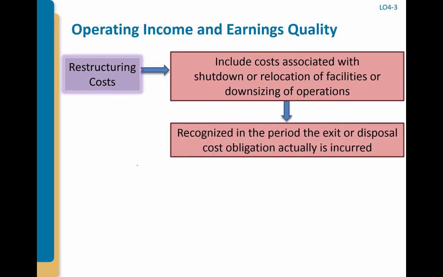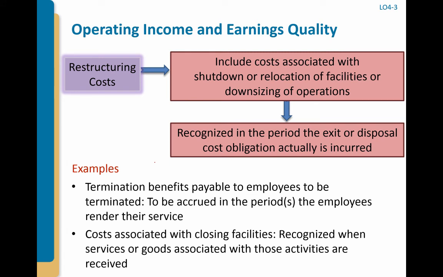Then we have restructuring costs, and this is when you're trying to relocate or shut down or downsize an operation. And now these are recognized in the period of the exit or disposal when it's actually incurred. So for example, if you're going to terminate some benefits payable to employees that have been terminated, you would accrue that in the period that they rendered the services. And then costs associated with closing the facilities, now you're going to do that when those activities are actually received. So these are just a little bit of changes that GAAP is taking into effect. And if you are going to take the CPA exam after 1/1/2017, this will be on your exam.